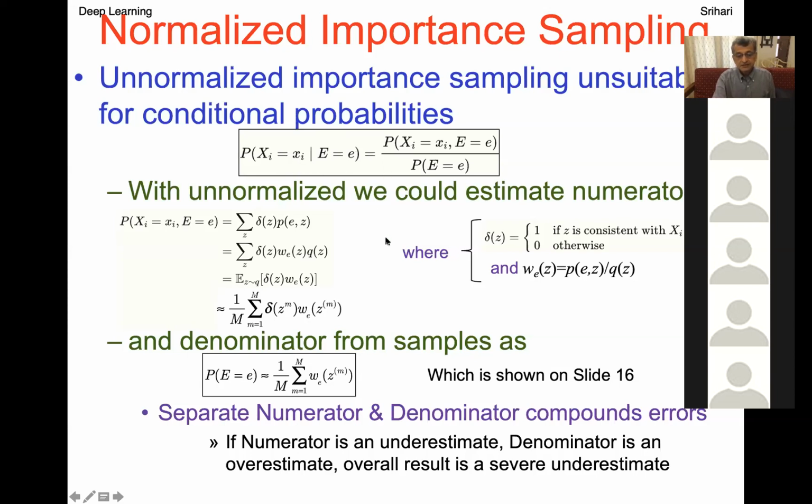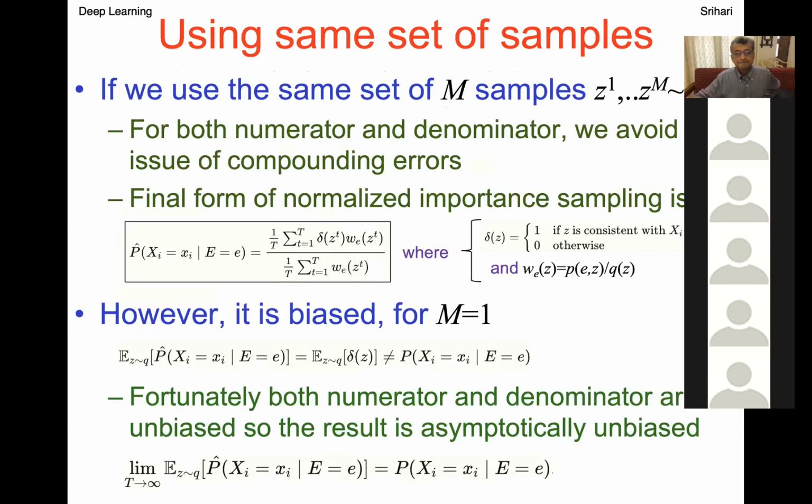All of this argument here is that this causes serious errors, and if numerator is an underestimate, denominator is an overestimate, overall result is a severe underestimate. So just the unnormalized method runs into big divergence from where it should be.